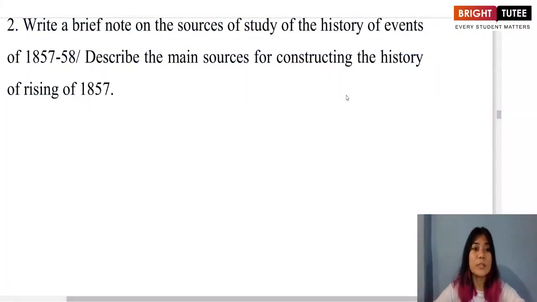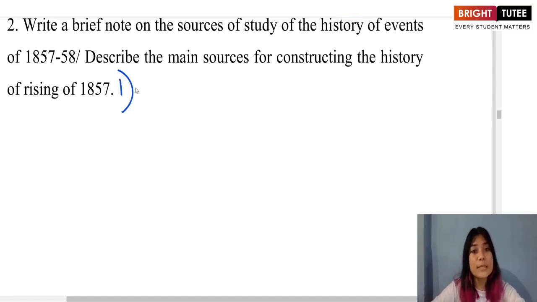The next question. Write a brief note on the sources of the study of the history of events of 1857-58. Describe the main sources for constructing the history of the rising of 1857. So both of these questions are in the question section, and both are asking the same thing. We have to write down the different sources from where we get information to write the history of the uprising of 1857.